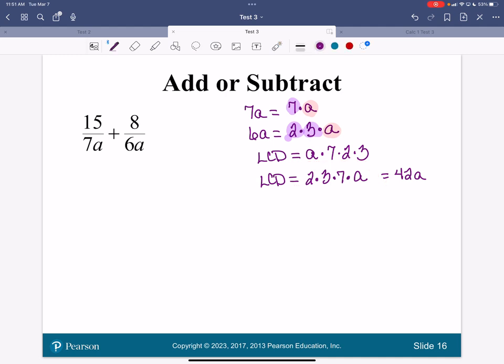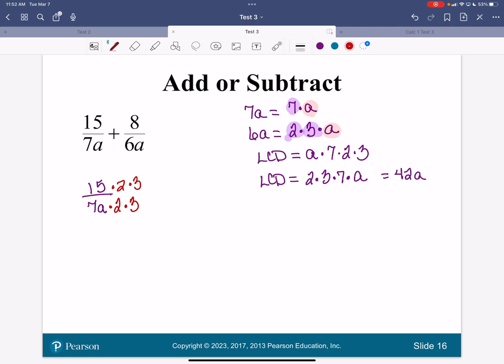So now I am going to rewrite 15 over 7a. Now I want to know what's missing. So I've got my 7 and I've got my a. What's missing? 2 and 3. So if I multiply the denominator times 2 times 3, what do I have to do to the numerator? Same thing. Okay, that's why I like to leave it broken down. We'll turn it into 42a in a second, but I like to keep it broken down at first.